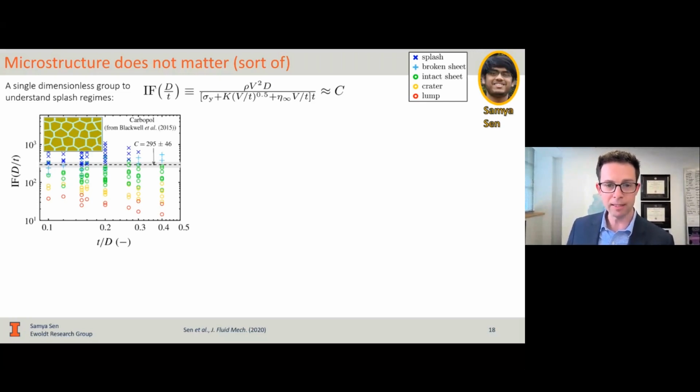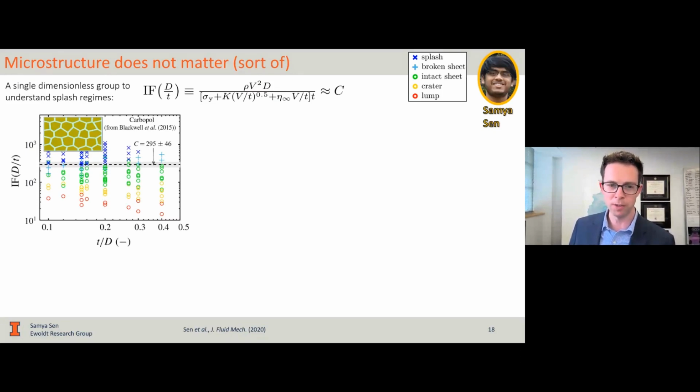It turned out that this dimensionless group works exceedingly well at organizing that space and identifying these transitions between when you're going to stick and when you're going to splash or eject material away. When you do this for another material, this is the real question.